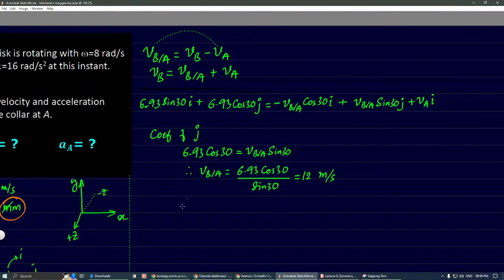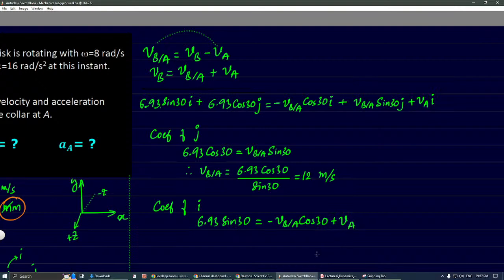Then coefficient of j. Next, coefficient of i, because there is still one more unknown, VA is unknown. So the coefficient of i on the left side is 6.93 sin 30, correct? And on the right side we have two terms, so this term plus this term we have to take. Minus VBA cos 30, and this is plus VA.